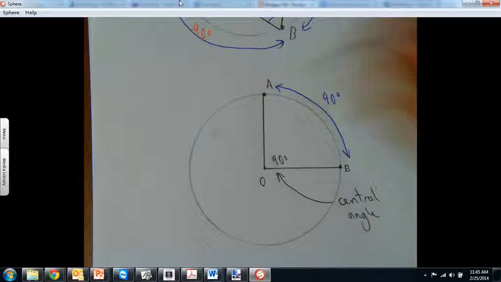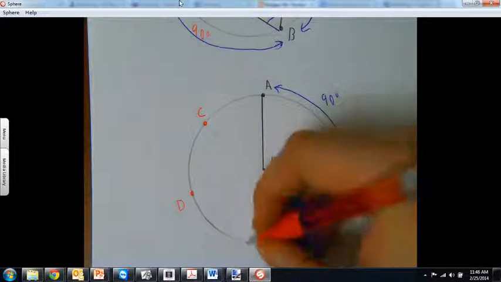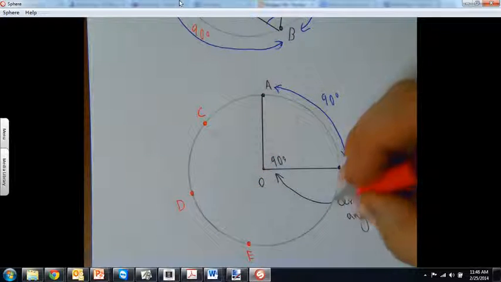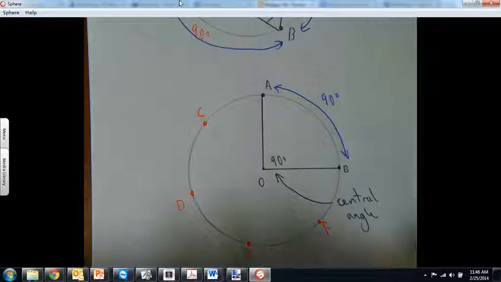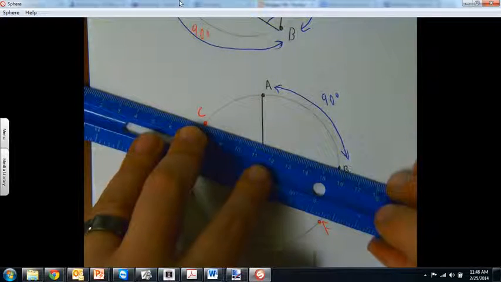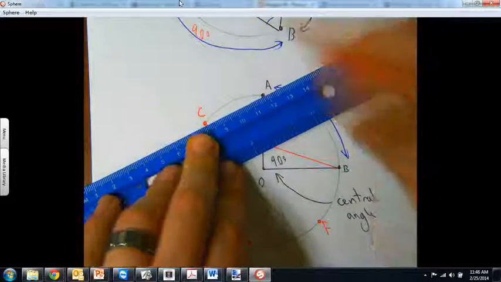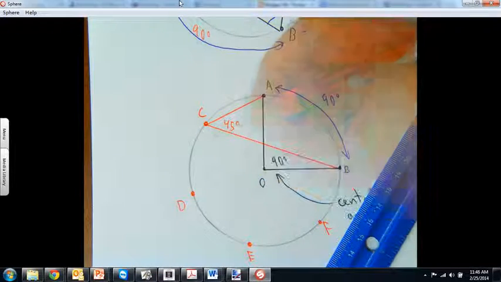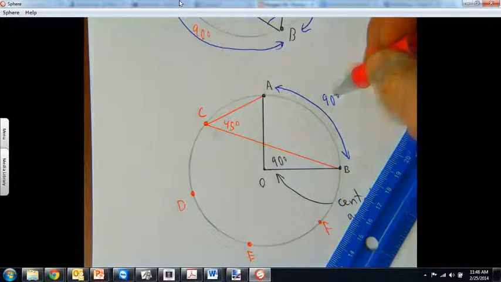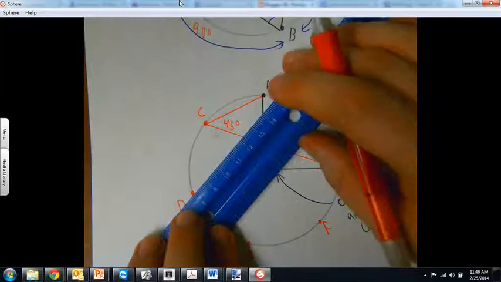Now, I can put that point anywhere I want over here. So I'm going to put a C, a D, an E, and an F. I'm going to try and make it not too crowded, but no matter where I put that point over there, I am creating an inscribed angle. All these inscribed angles will have half the measurement of the arc, which is also half the measurement of the central angle. Let me try D.